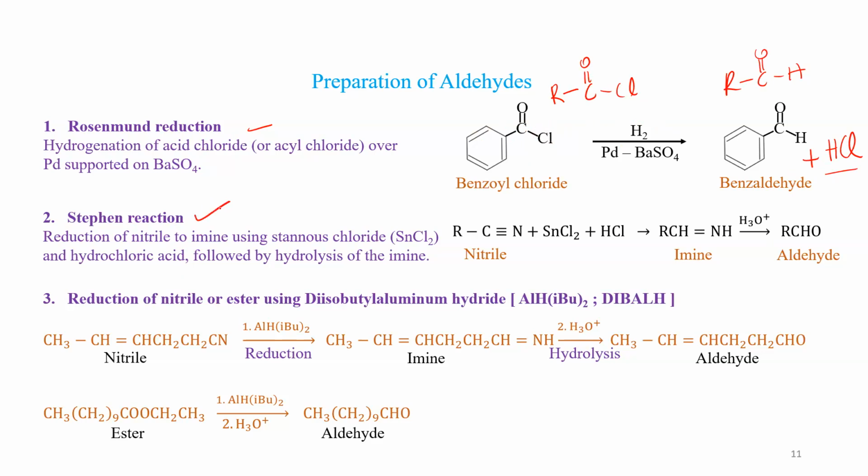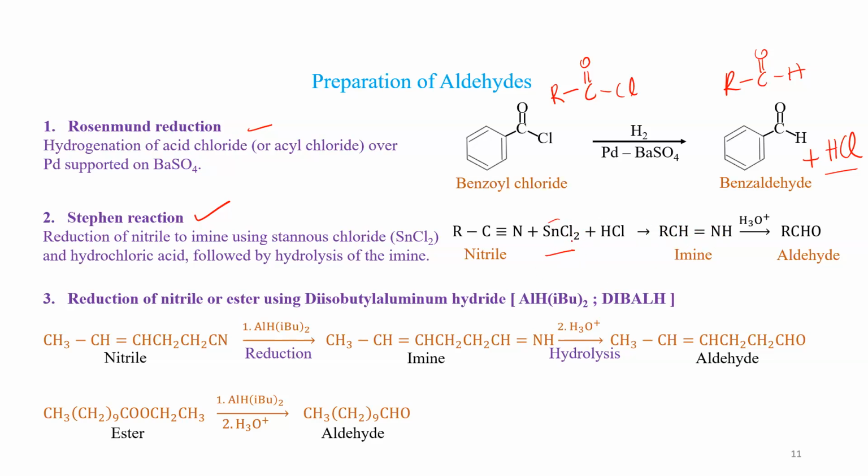Next, we have Stephen reaction. RC triple bond N is reacted with stannous chloride in presence of HCl. So we get the formation of RCH double bond NH. Yes, stannous chloride is a catalyst. You can write it above the arrow mark. It doesn't come in the balanced chemical equation.